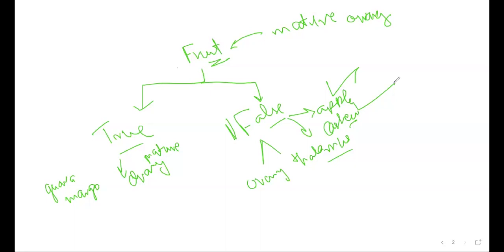I'll go once again. What is a mature ovary? A mature ovary is a fruit. The fruits are divided into two different parts.